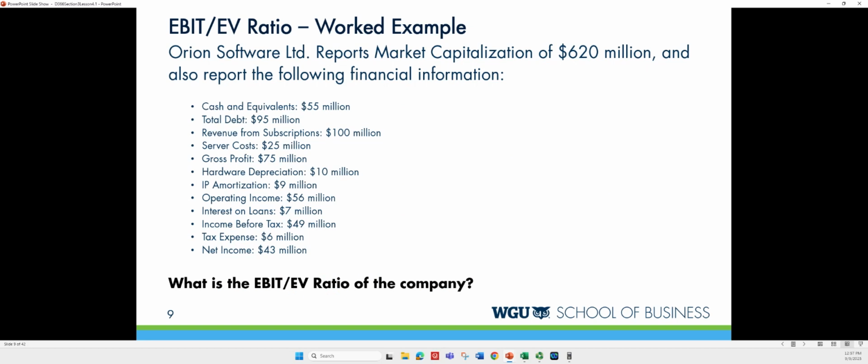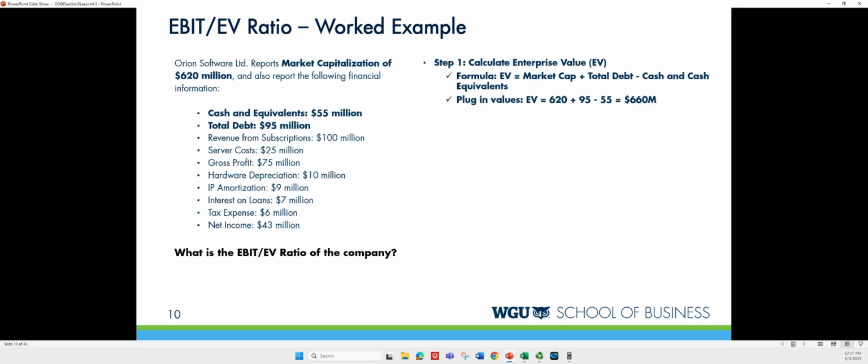So let's go through a worked example. In this case, we have Orion Software Limited reports market capitalization of $620 million and also reports the following financial information. And so we have our list of balance sheet and income statement accounts that they've provided. And the question is, what is the EBIT to EV ratio of the company? So let's start with step one, which is finding the enterprise value.